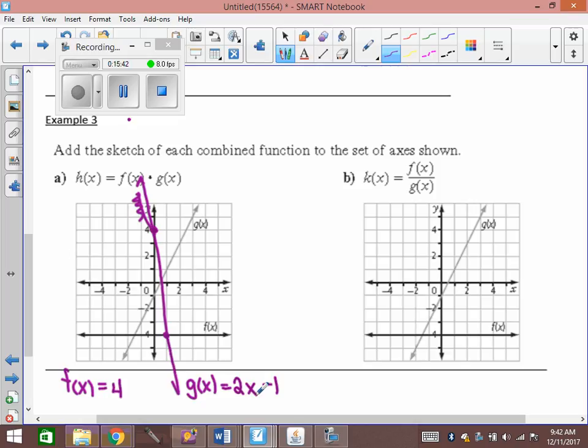If I had a line that was actually not a constant function like the 4, so if I had a line and another line, they would make a quadratic, right? But this one doesn't because it's a constant.